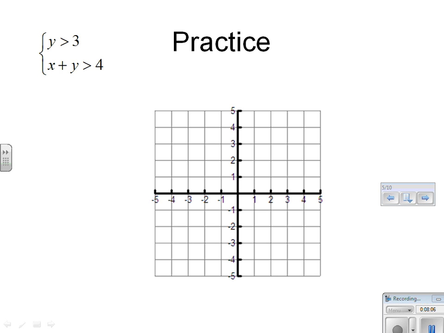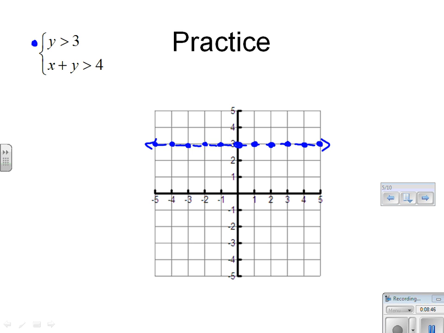All right, let's try another one. This one has one of our special types of equations. Y is greater than 3, or like y equals 3. That's actually a horizontal line at 3. It's every point where the y value is 3. Now it's just greater than, so it's not or equal to, so I want to use a dotted line. And then it's greater than, so I should shade above the line.